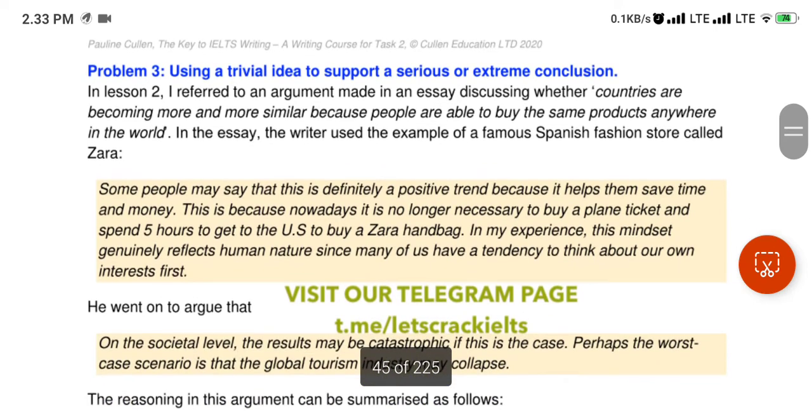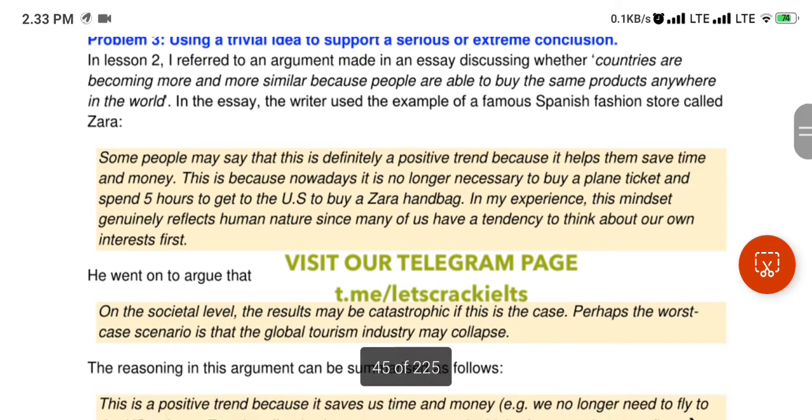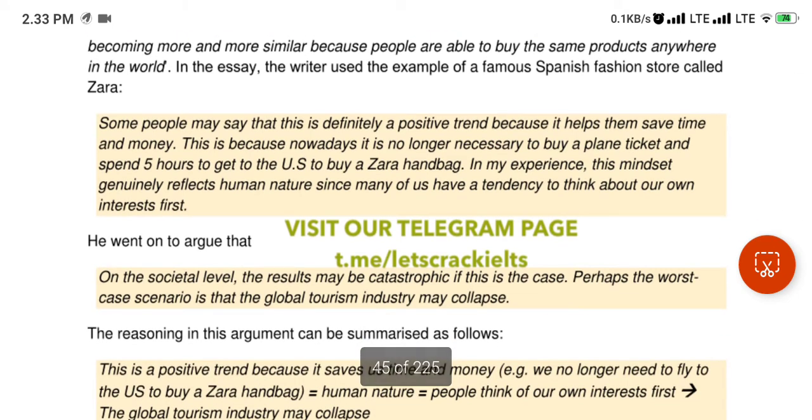Problem 3: using a trivial idea to support a serious and extreme conclusion. In lesson 2, I referred to an argument made in an essay discussing whether countries are becoming more and more similar because people are able to buy the same products anywhere in the world. In this essay, the writer used the example of the famous Spanish fashion store called Zara. Some people may say that this is definitely a positive trend because it helps them to save time and money. This is because nowadays it's no longer necessary to buy a plane ticket and spend 5 hours to get to the US to buy a Zara handbag.